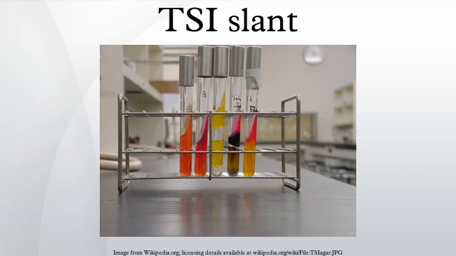Composition: the TSI slant is a test tube that contains agar, a pH-sensitive dye, 1% lactose, 1% sucrose, 0.1% glucose, as well as sodium thiosulfate and ferrous sulfate or ferrous ammonium sulfate. All of these ingredients are mixed together and allowed to solidify in the test tube at a slanted angle. The slanted shape of this medium provides an array of surfaces that are either exposed to oxygen-containing air in varying degrees or not exposed to air.